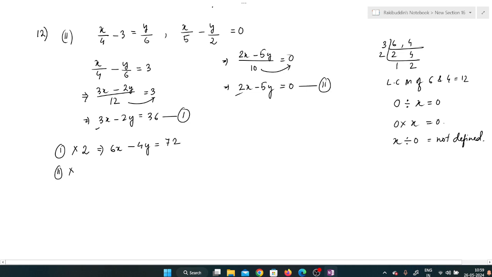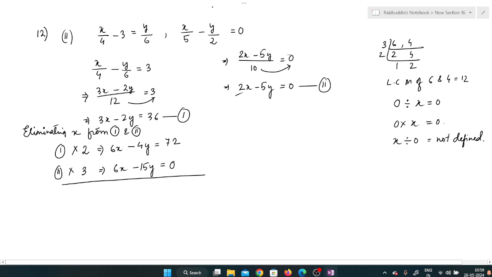Equation 2 you will multiply by 3. Why 3? Because our target is to eliminate x from 1 and 2. So equation 2, I'll multiply by 3, then it becomes 6x minus 5 3s are 15y is equal to 0 multiplied by 3, which is 0. So don't multiply.